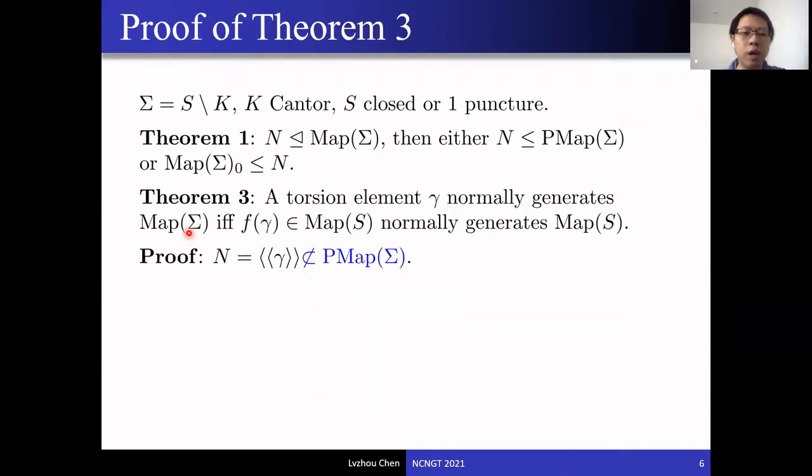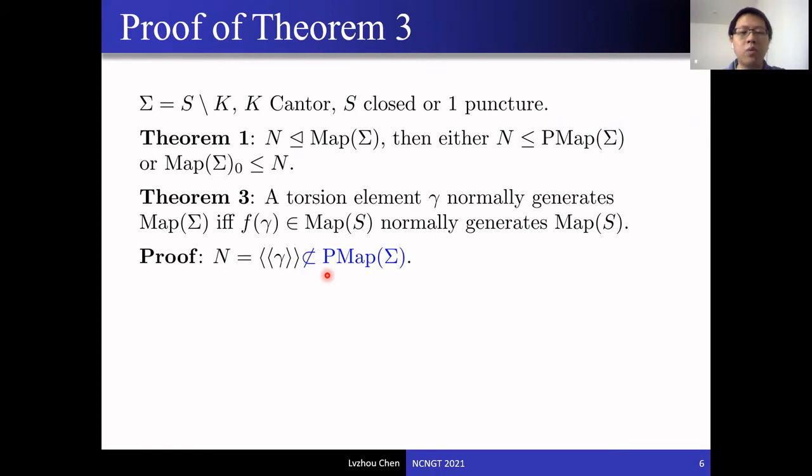Here we'll prove the non-trivial direction, where we assume that the image of gamma normally generates the ordinary mapping class group and show that the original torsion element normally generates the big mapping class group. So here it's natural to consider the normal closure of gamma. And the first thing that we prove is that it's not contained inside the pure mapping class group.